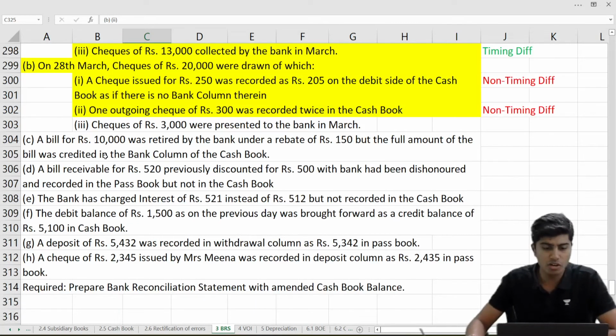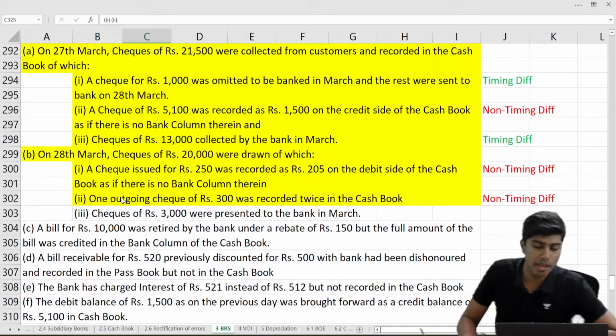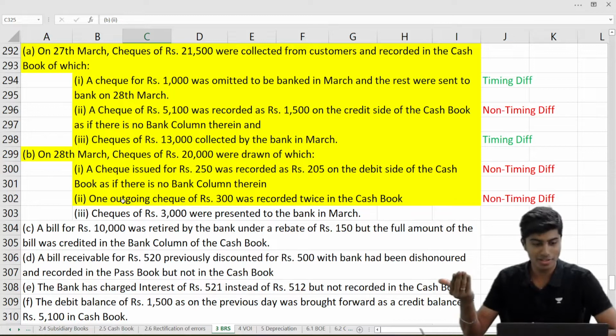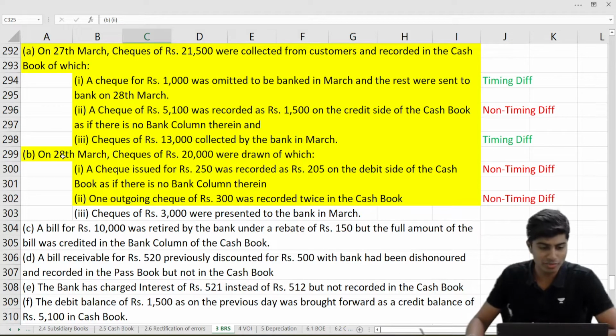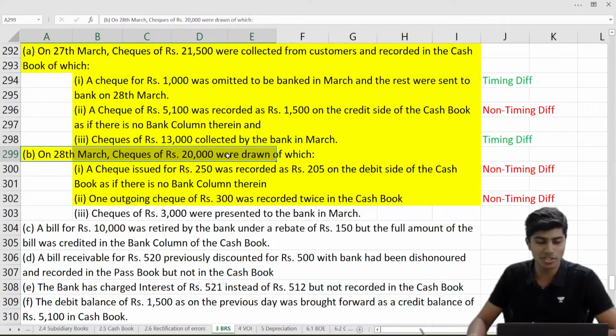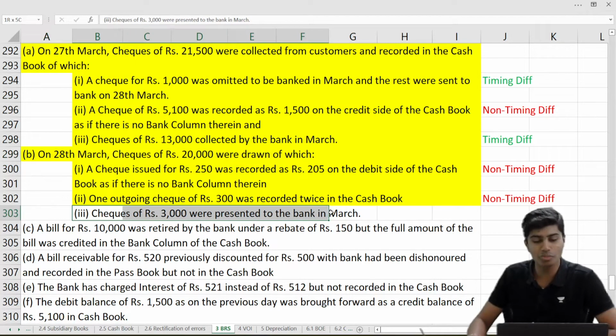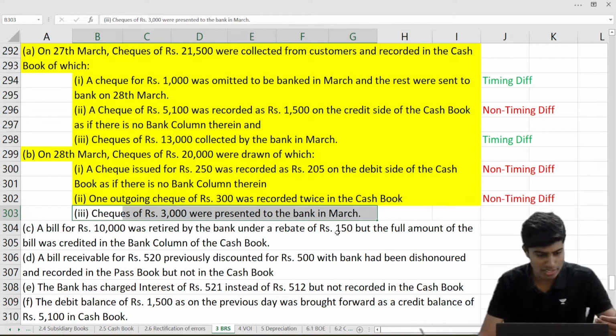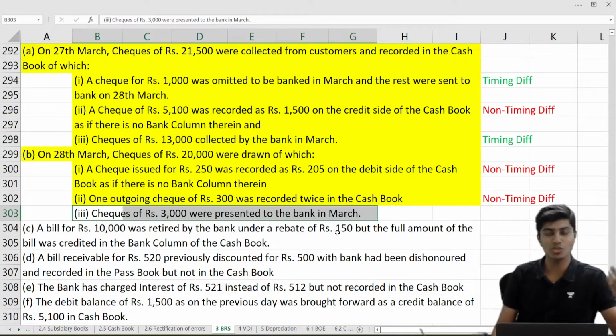Then a check of rupees 3000 was presented to the bank in March. Okay, there is a check of rupees 3000. This was issued by us on 28th of March. Here it's there, no? 28th of March issued 20,000. In that, only 3000 was presented in the month of March. What about the balance? The balance is not presented. So to the extent the balance is not presented, it will not be cleared.